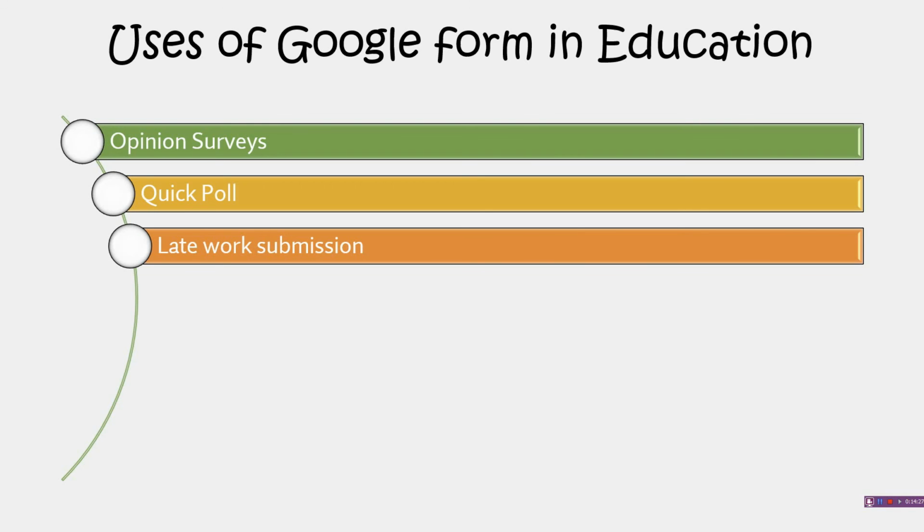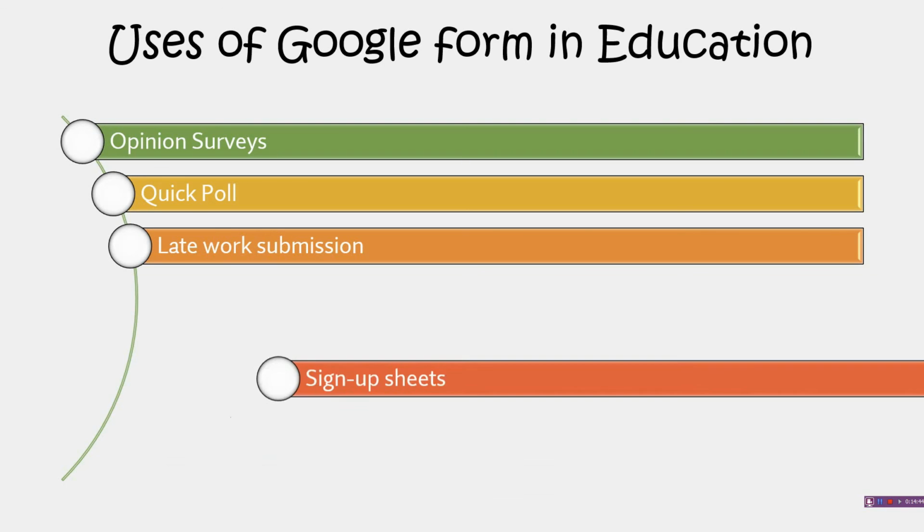If someone has submitted the work late, then there is a notification that at this time this particular student has sent the message. So we can come to know who submitted their work at what time and who submitted their test at what time. So this is what late work submission basically means.